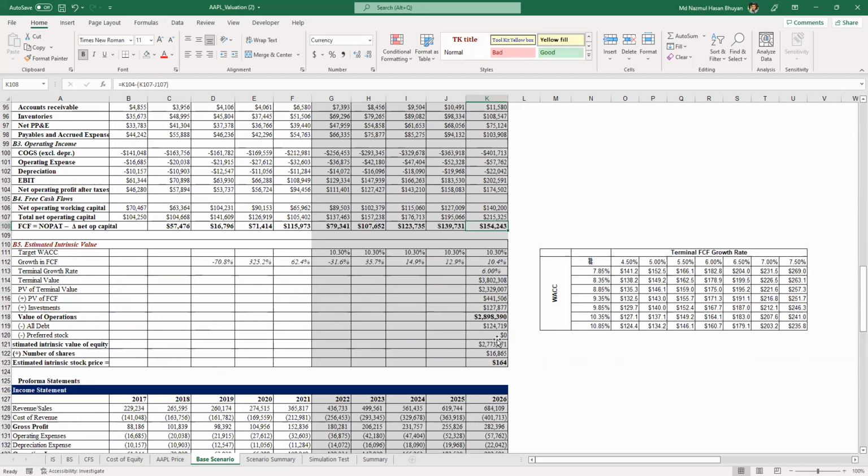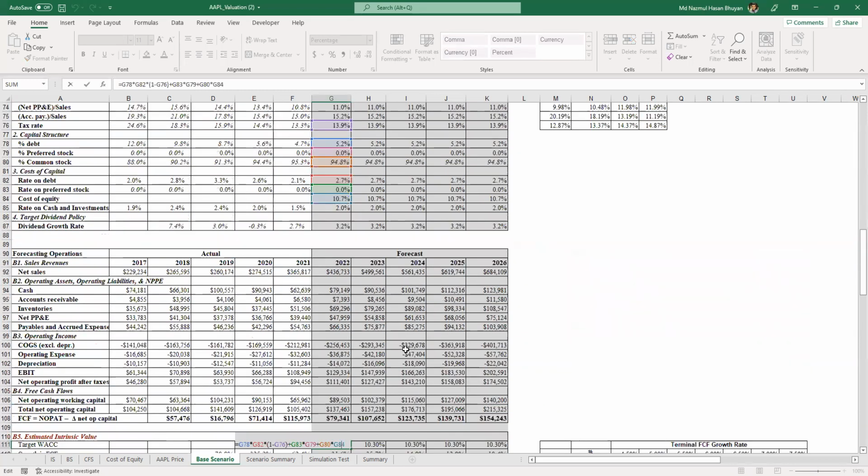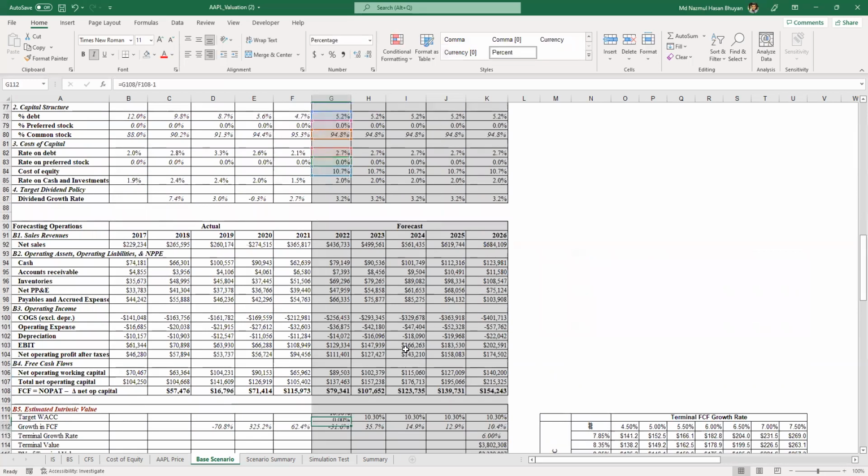All right, now let us calculate our weighted average cost of capital. So to get our weighted average cost of capital, we apply the WACC formula. And then remember, we need this WACC for the forecasted years.